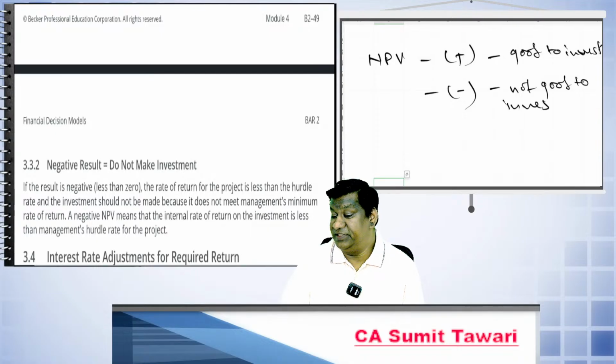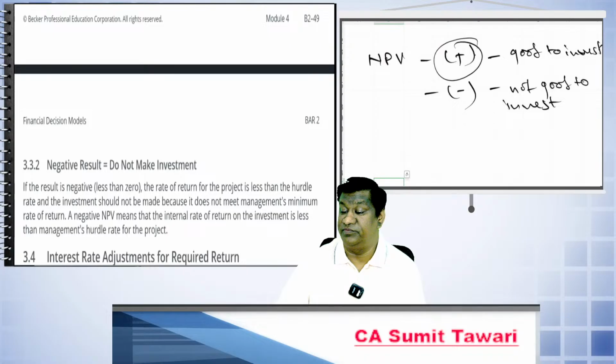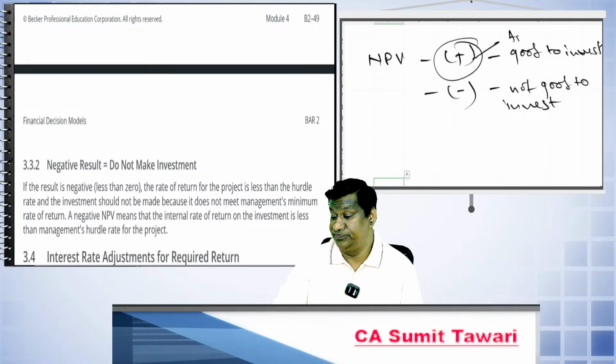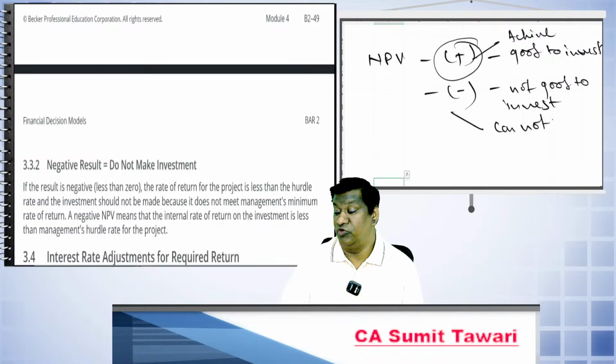If it is positive, that means whatever may be the expected rate of return, we are able to achieve. And if it is negative, then we cannot achieve. It is not the immediate interpretation not to invest, then we need to make certain adjustment.